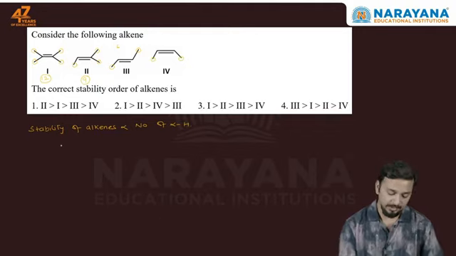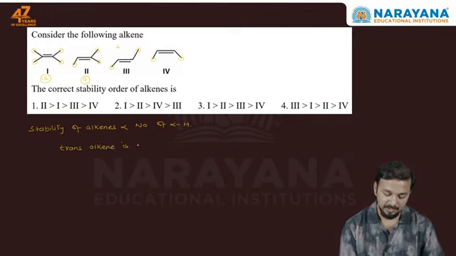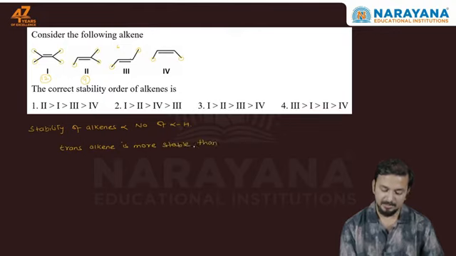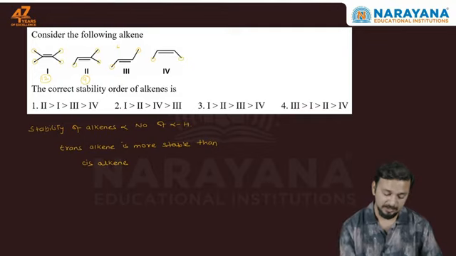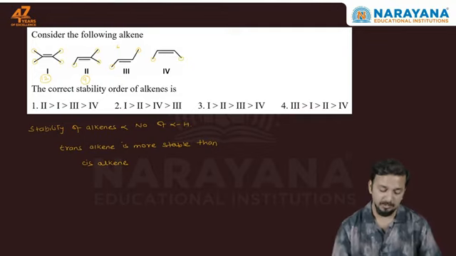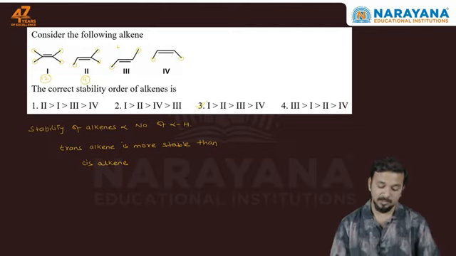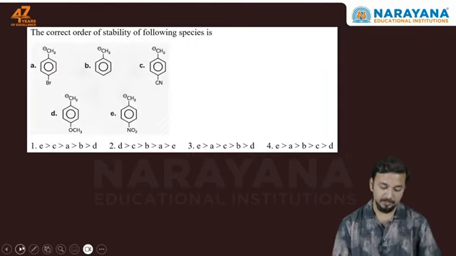So we know that transalkene is more stable than cisalkene, which means 3 is going to be more stable than 4. So correct answer for this question is option 3, that is 1 is more than 2, more than 3, more than 4. Let's move to the next question.